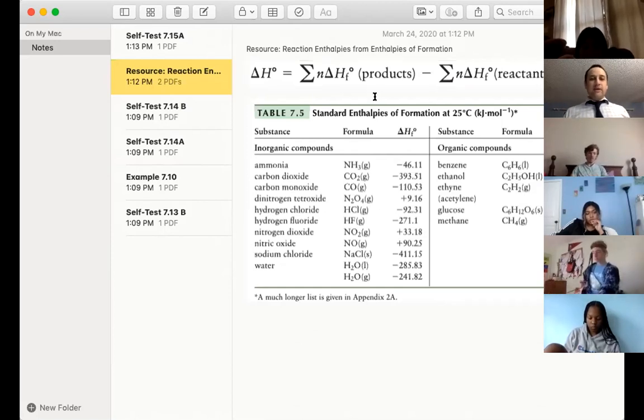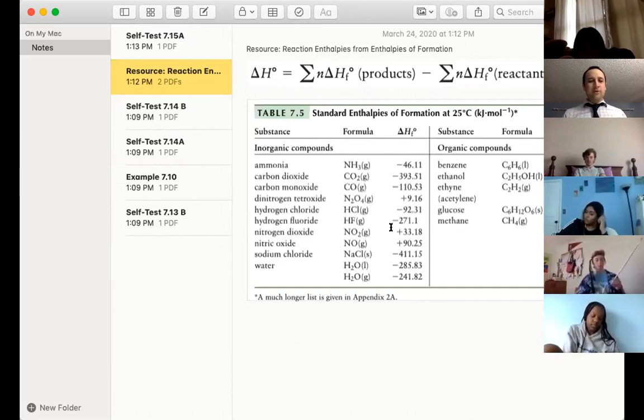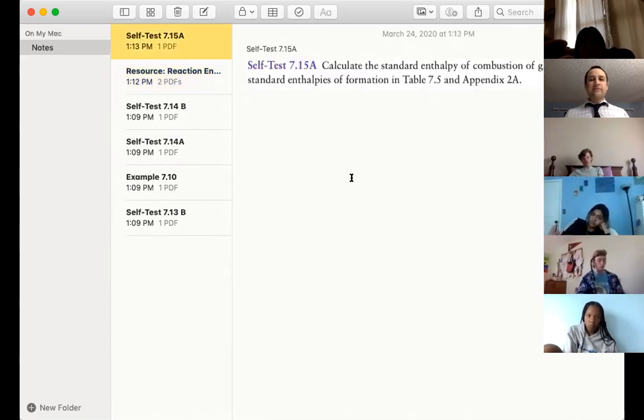Okay, so here are some standard enthalpies of formation, in kilojoules per mole, and these are for a few different chemicals. And we're going to see one of them in a little bit. We're going to see glucose. It actually just gives you the glucose enthalpy of formation, which is kind of crazy. So your self-test on this is to calculate the standard enthalpy of combustion of glucose from the standard enthalpies of formation in table 7.5 and appendix 2A.